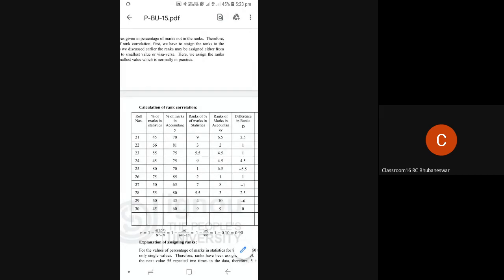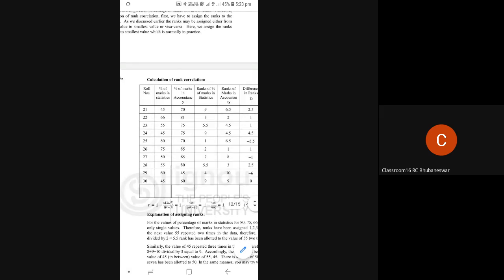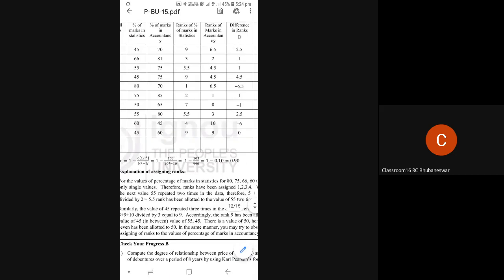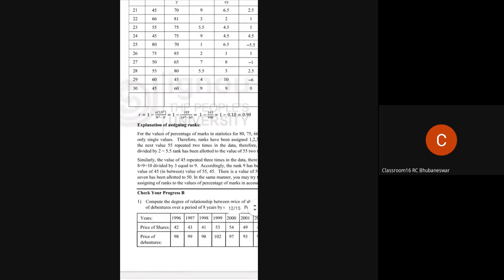Next step is to find out the difference. Difference is rank of X minus rank of Y, that is D. Then after that, D square, the difference is squared. Now, as per the given formula, put the values and get the answer. N here is the number of observations, and the number of ranks is 10 here. So as per the given formula, if you haven't understood, then just read out this explanation. So it is the perfect positive correlation.